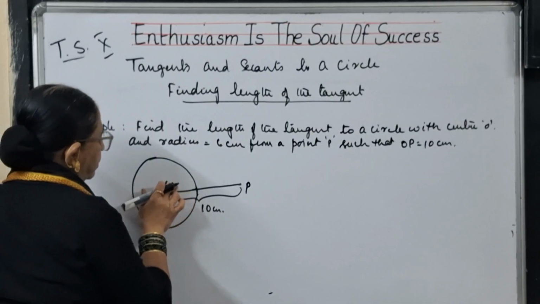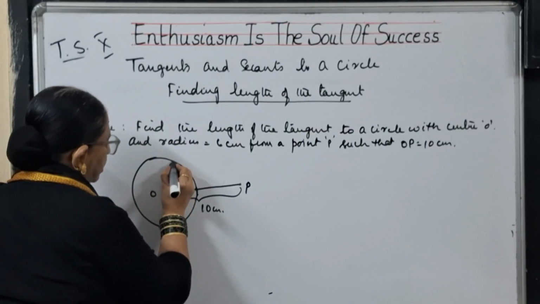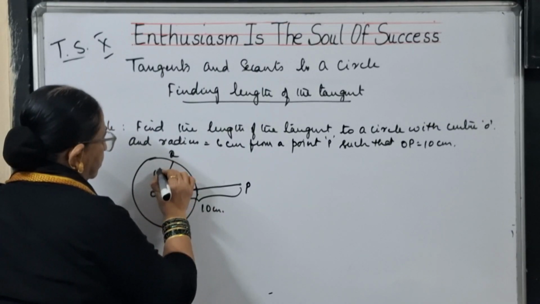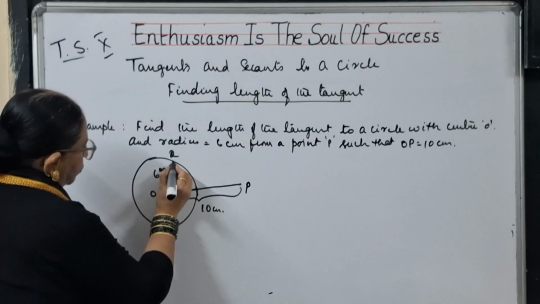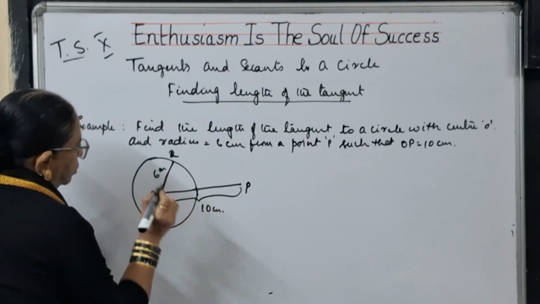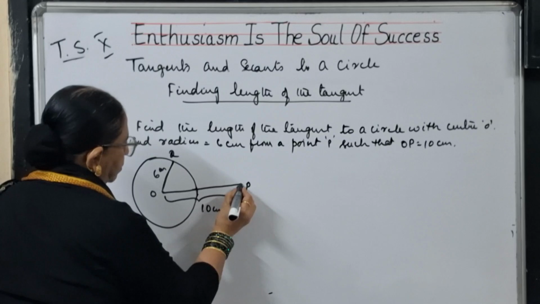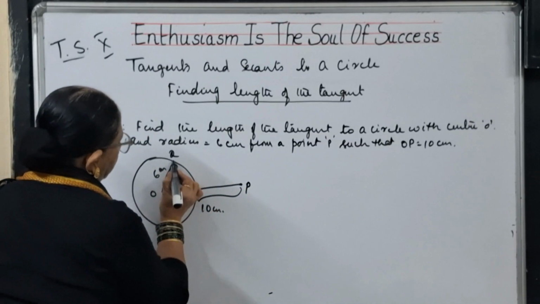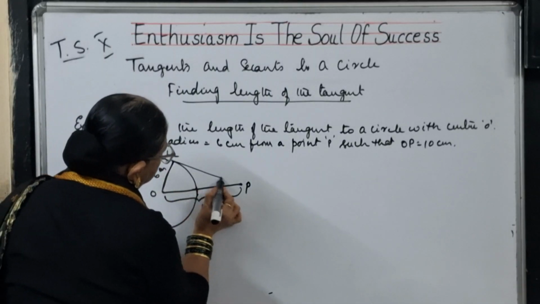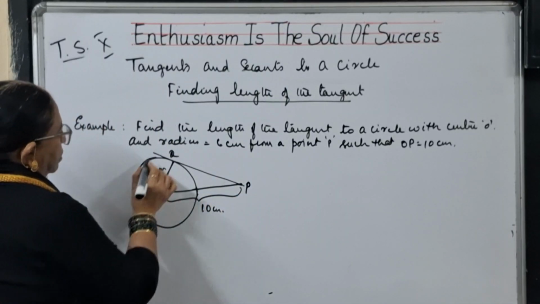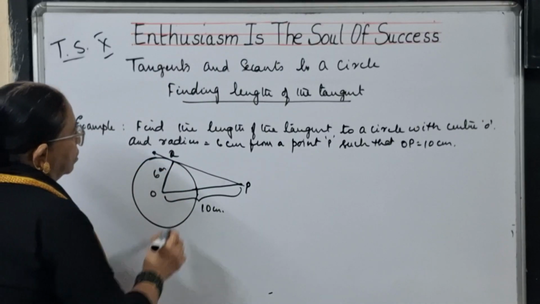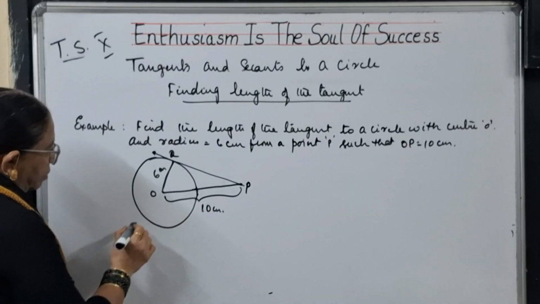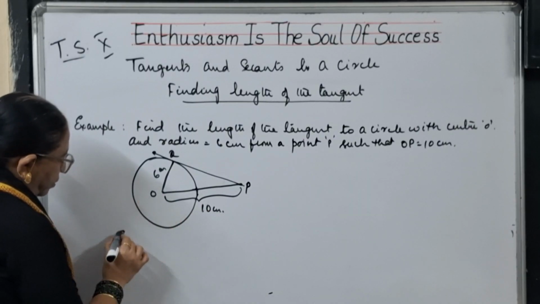So let me write a radius somewhere here. This can be taken as OQ is the radius, that is 6 centimeters. Figure you can draw like this. OQ is the radius and P is a point which is 10 centimeters away from it. Now we need to find out the length of the tangent. So definitely this will be the tangent. Now we need to find out the length of the tangent.